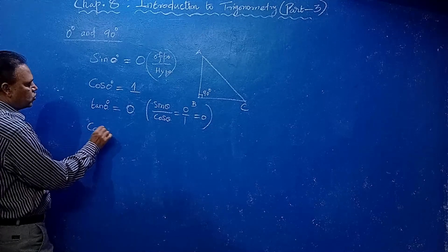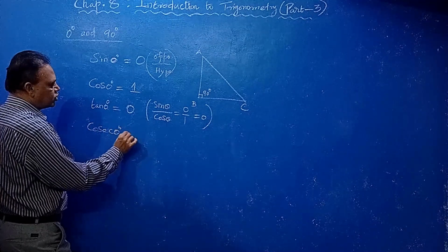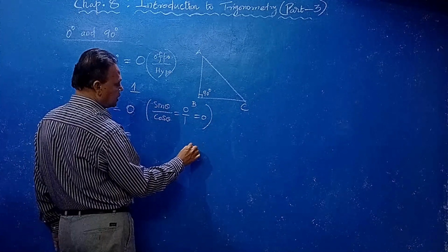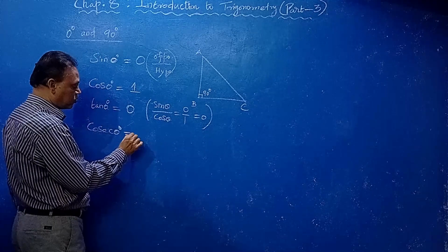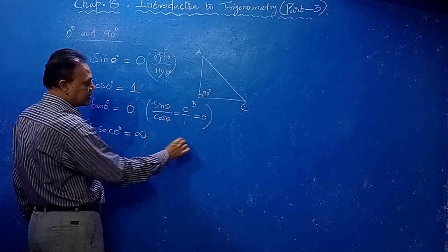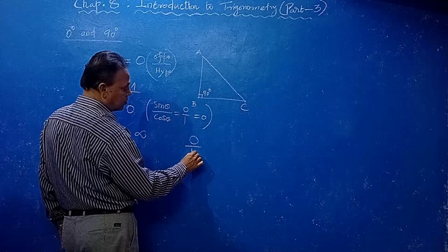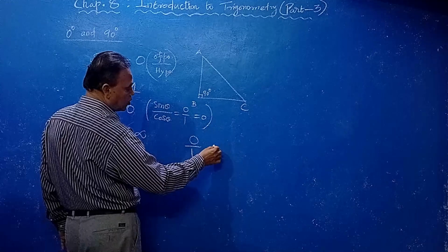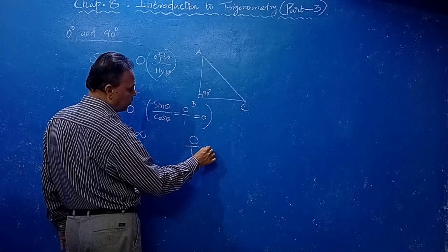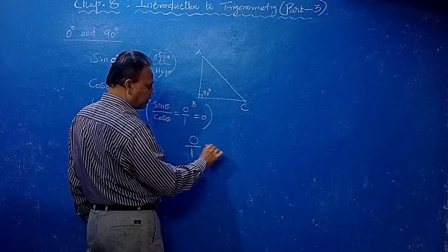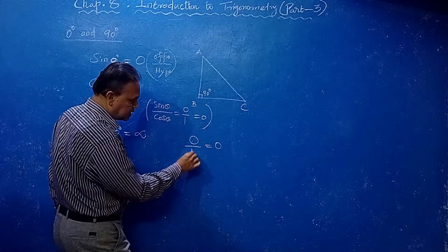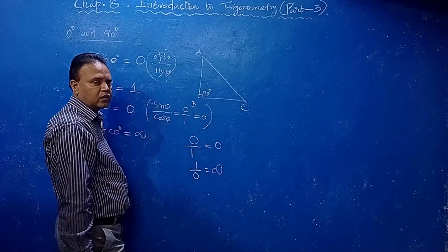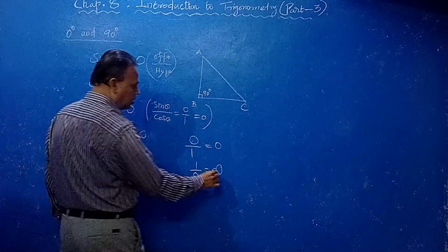Now cosec 0. Cosec 0 is the reciprocal of sin 0. The reciprocal of 0 is not defined. Sin 0 is 0 by 1, and taking the reciprocal means 1 by 0. 1 by 0 is not defined. This is called not defined.